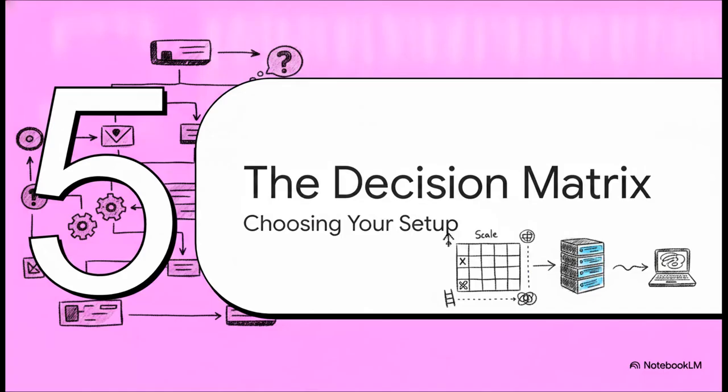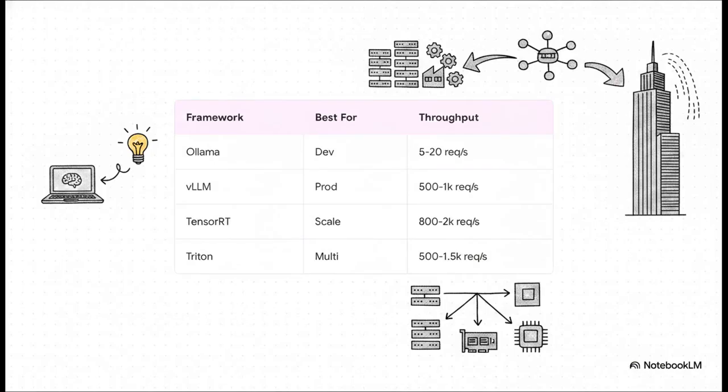Okay, Section 5, the decision matrix. Let's tie the whole shebang together. Here is a definitive engineering playbook you can actually use. Ready? Use Ollama to build and experiment locally with a trivial setup. Then use vLLM to launch your standard production startup quickly and efficiently. And finally, if you've got the engineering weight to back it up, graduate to TensorRT-LLM or Triton to scale up into a massive enterprise, handling thousands of requests every single second.